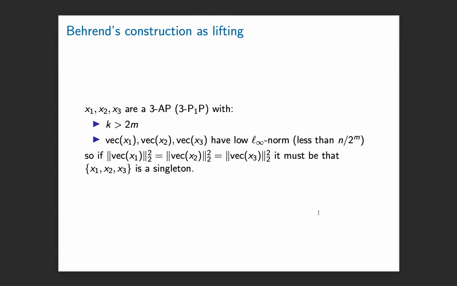Okay, so as I just said, Behrend's construction can be seen as a special case of this. So is k greater than 2m? Yes. There are 3 points, and we're in a degree 1 sort of thing. So 3 is greater than 2. And Behrend also required that no coordinate was too large. 2 to the 1 is just 2. And so if the lengths are all the same, then it must be that the points are all the same, if the points are in three-term arithmetic progression.